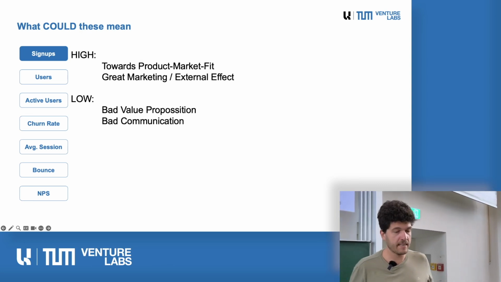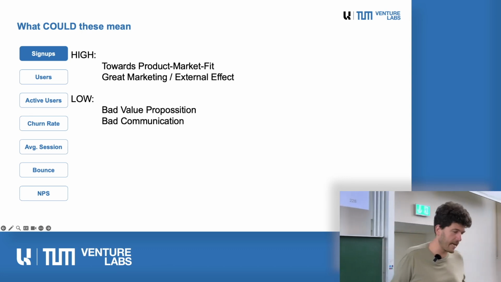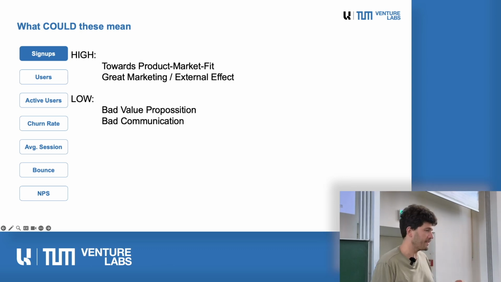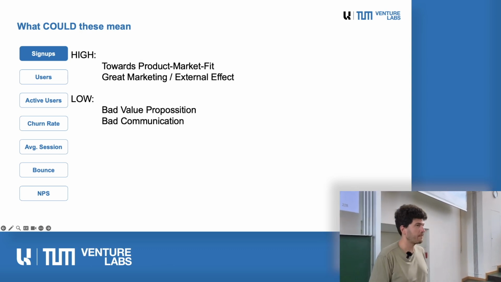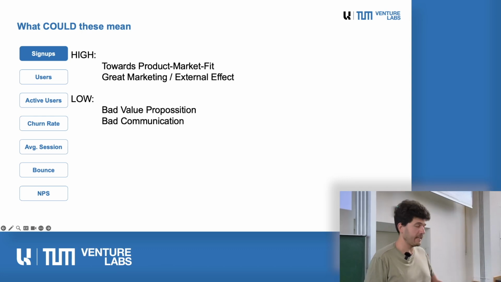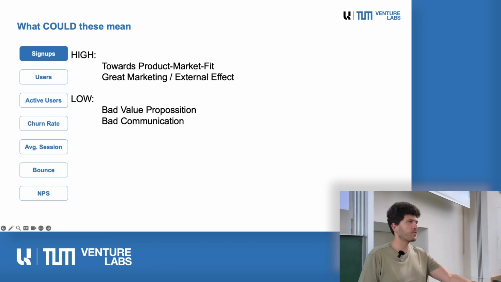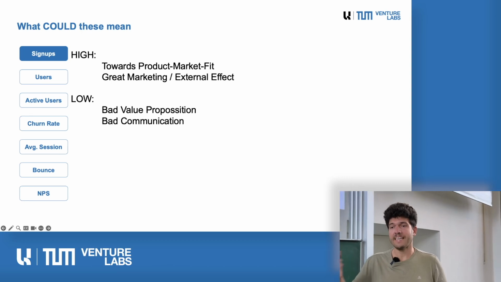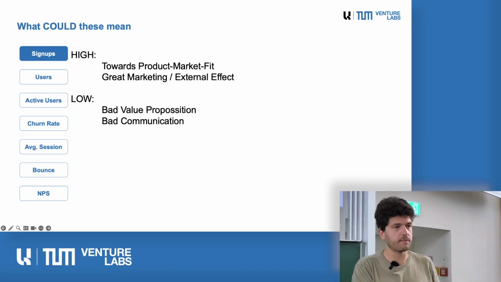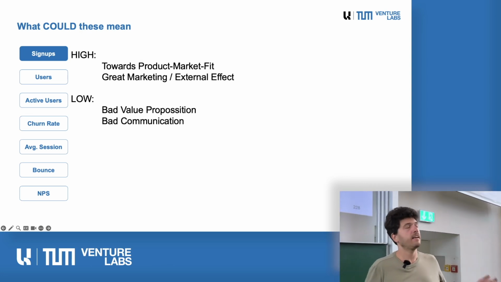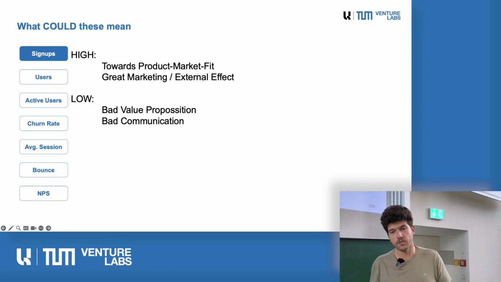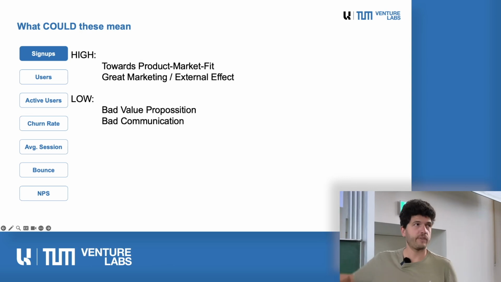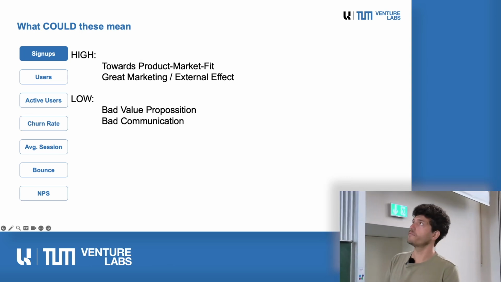Low could mean that your value proposition is bad, that your product is bad, but it also could mean that you're just bad at communicating. This happens sometimes to companies that are founded by a lot of tech-savvy people. They are insanely good at creating tech, but not so good at communicating their value. So the takeaway: just because your metric is bad does not necessarily mean that your product is bad, it could also be external effects. The other way around, if your metrics are good, it could be that your product is good, but also consider the possibility that there's some kind of external effect that you might not be aware of.